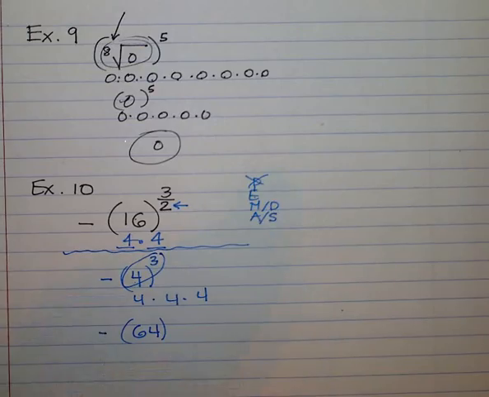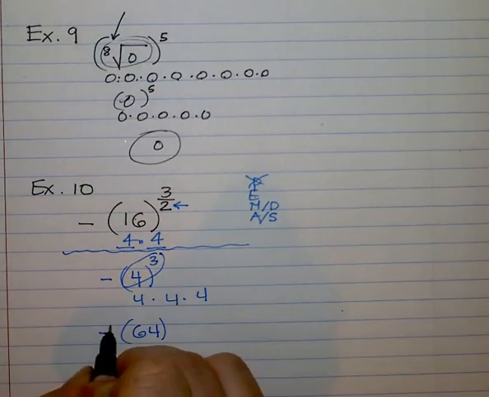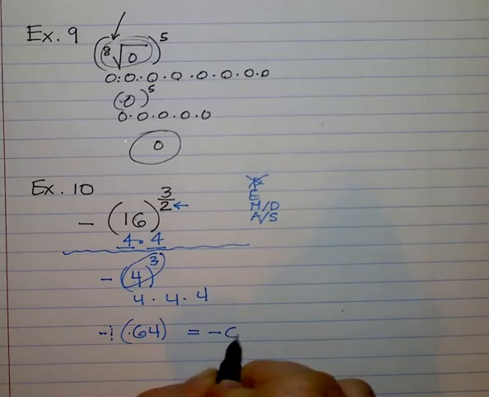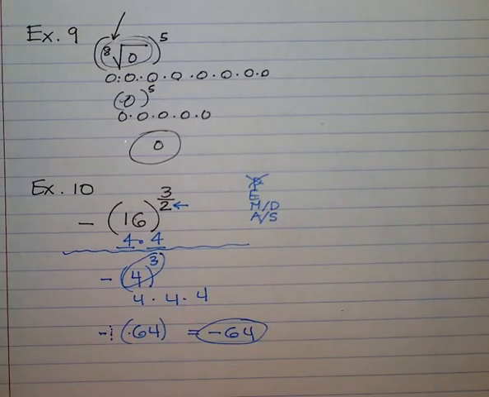And recall that the negative out front is really like a hidden negative 1. Negative 1 times 64 is negative 64. Example 11.